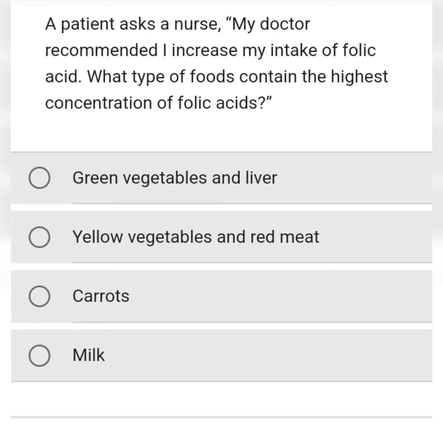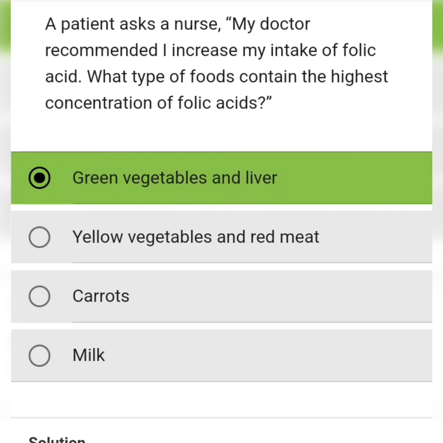A patient asked a nurse, my doctor recommended I increase my intake of folic acid. Which type of food contains the highest concentration of folic acid? Green vegetables and liver.